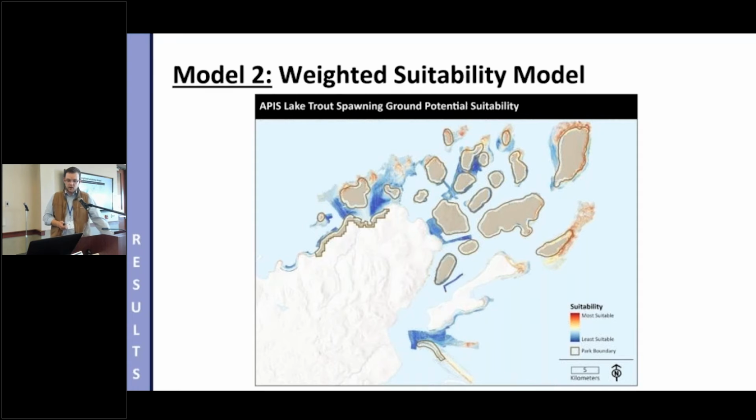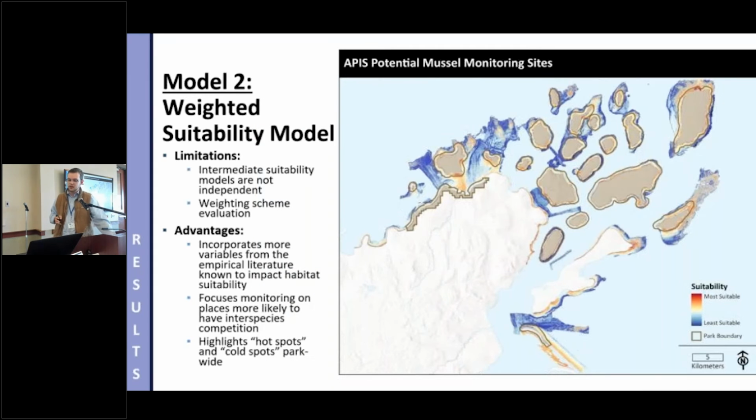And then for lake trout spawning grounds, there definitely seems to be a collection of highly suitable sites near Gold Island Shoal, also around the York Sand Island area, and then in the shoals north of Outer Island at the top of the map there. So we threw all three of these models together into a monitoring site model, which looked like this.